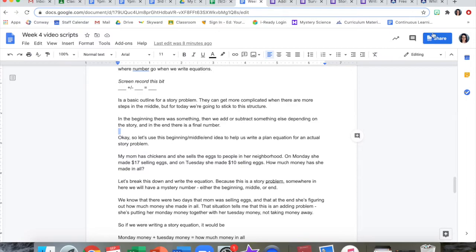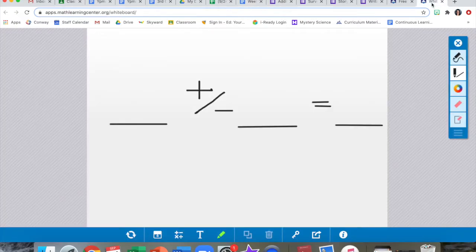Okay, so we're going to use this beginning, middle, end idea to actually solve a story problem. Now, my mom has chickens and she gets a lot of eggs. It's kind of fun because she has different kinds of chickens and they lay eggs that are different colors, like different shades of brown, and some are even light blue or light green. And the people in her neighborhood buy the eggs. Depending on the day, sometimes she sells a lot of eggs, sometimes she sells a medium-sized amount of eggs. And one day, she sold $17 worth of eggs. And so she came back inside and counted her $17 and put it in her egg money jar.